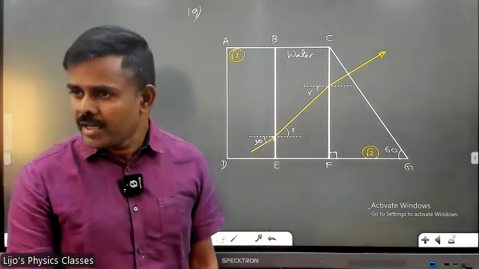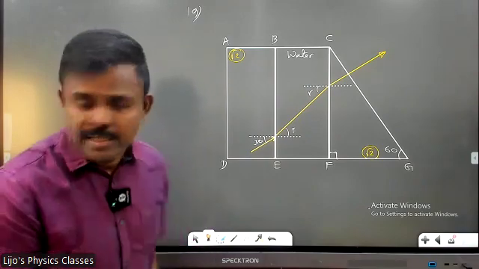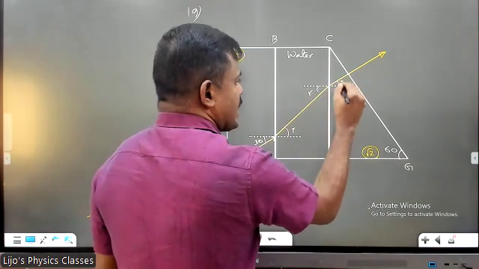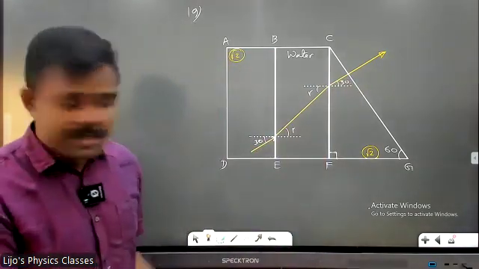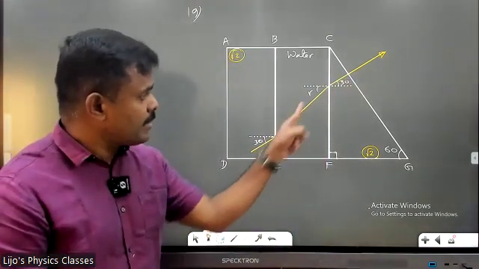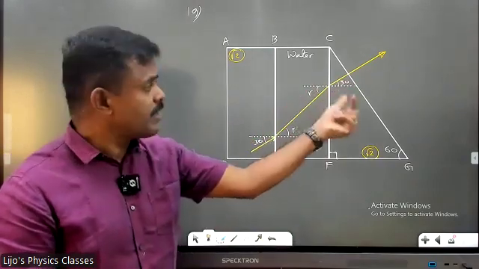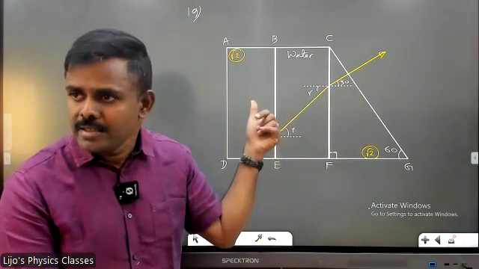Correct. Alternate angles. Am I correct? If this angle is equal to this angle, I would argue that this angle is also 30. Why? The angle of refraction is the same, so the angle of incidence should also be the same because the refractive index is the same, right?